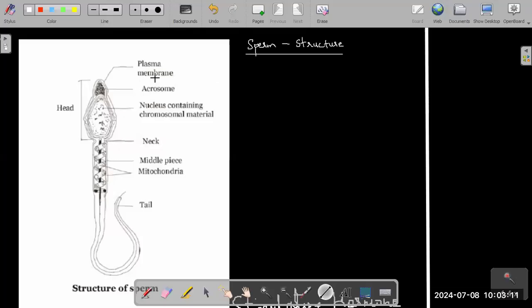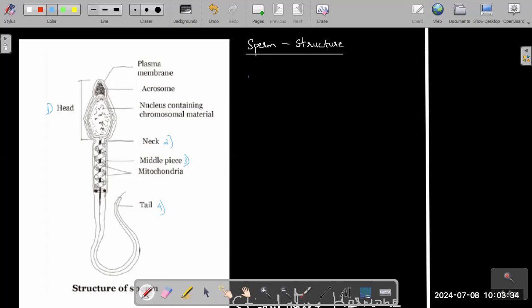Let's start with the sperm structure. So basically, if you look at the sperm structure, there are different parts. You have the head, the neck, the middle piece, and there is the tail.